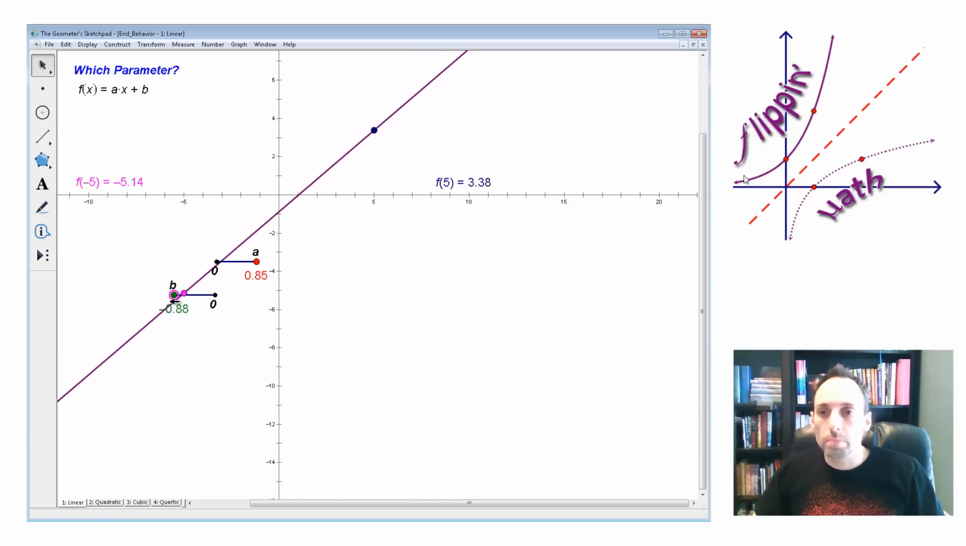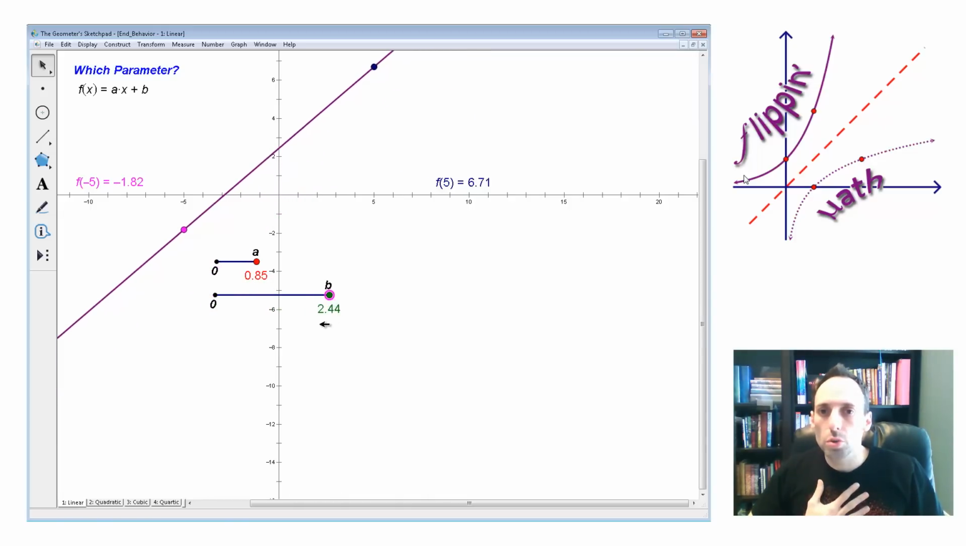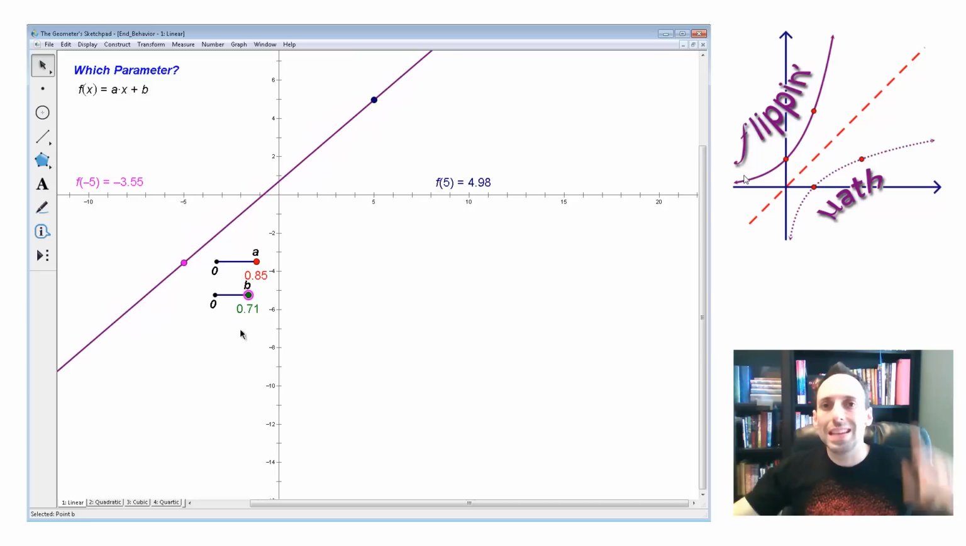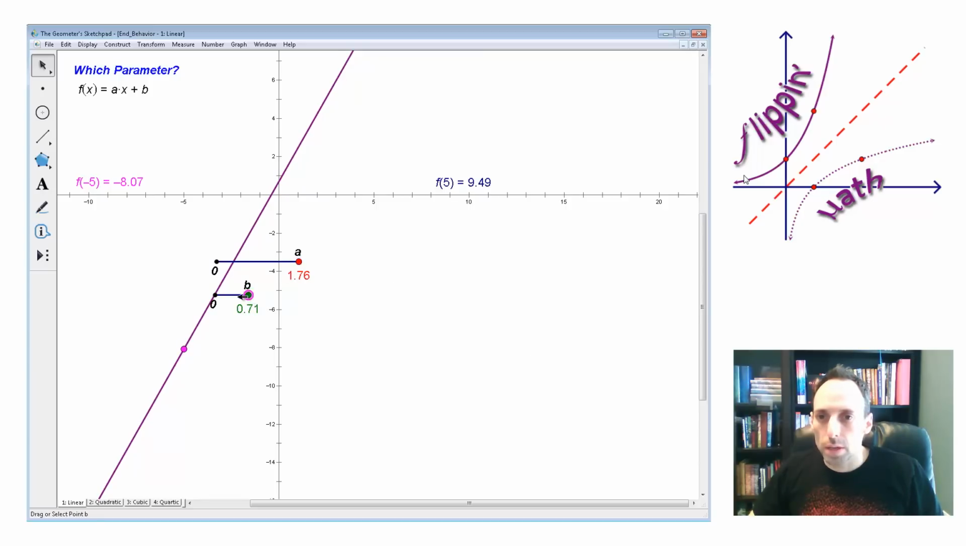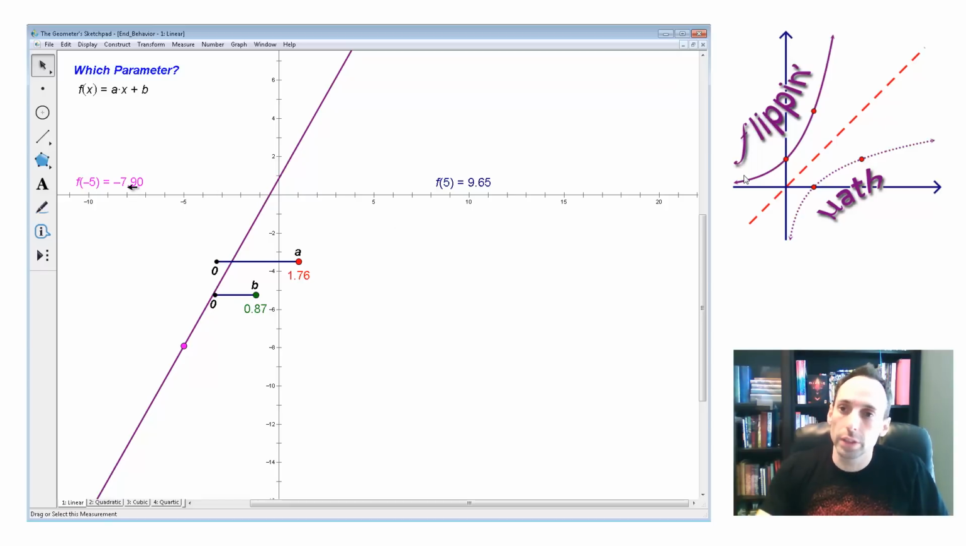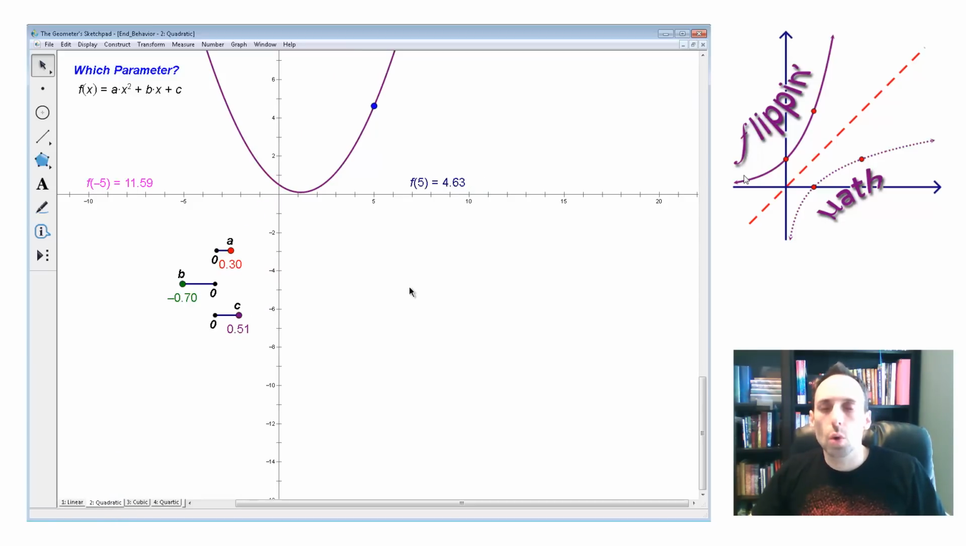My question to you is, which one of those affects where the ends, where the arrows are, for this equation? Is it the a or is it the b? And then also, you're looking at this f of 5 and this f of negative 5 there, looking at both of those numbers, positive and negative. Okay, all right, now let's look at the quadratic one.